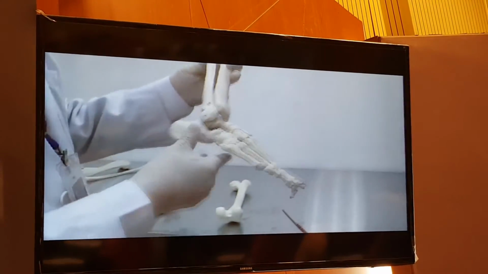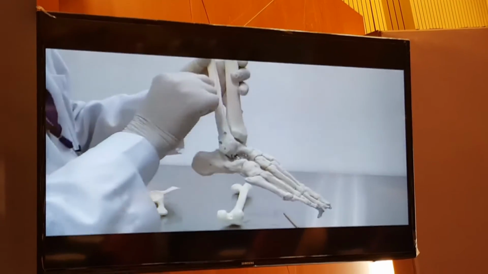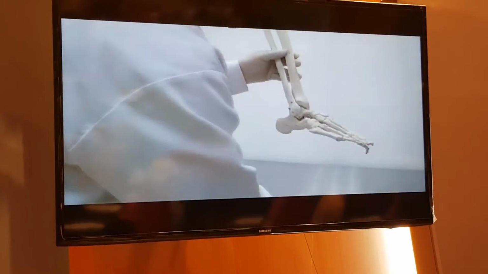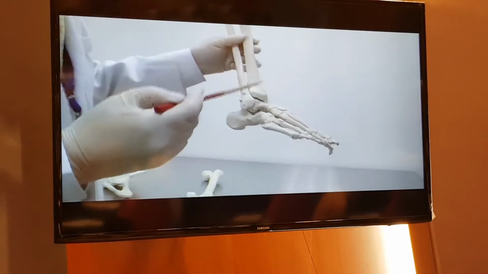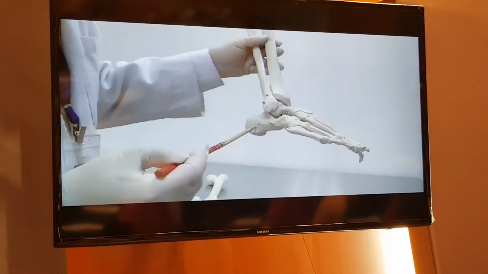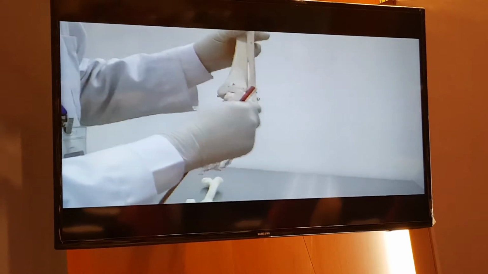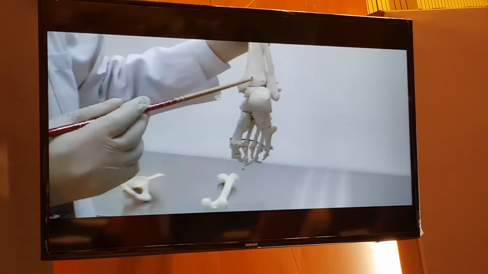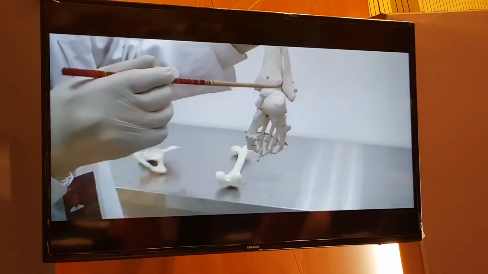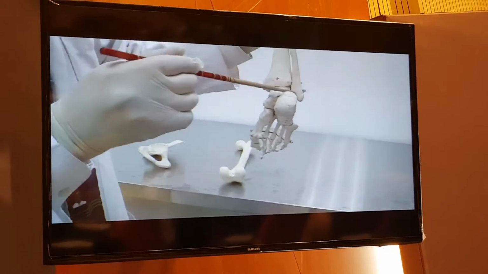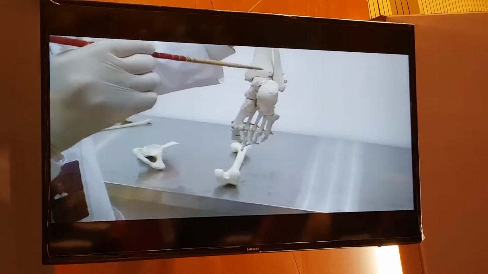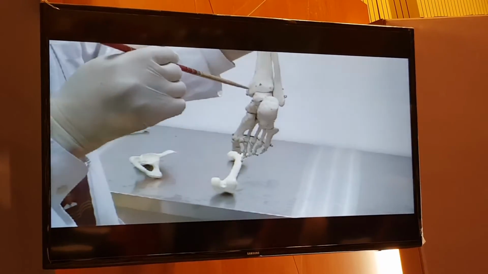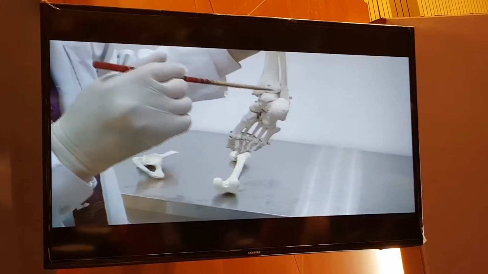Here is looking from the lateral side. Here is the fibula. Here is the tibia. You can see here, this is our talus bone, and here is the calcaneus bone. If you look from behind, you can see the same here. Here is the tibia and here is the fibula. They form the upper socket of the ankle joint, and below is the trochlea of the talus, which is inside the socket here. Below the talus is the calcaneus bone.